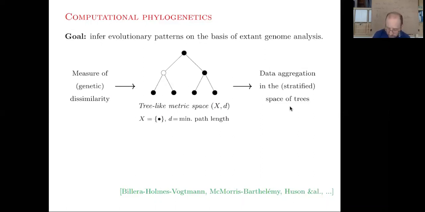And I want to look at all my input trees in the space of all trees, and there I want to aggregate my data, right? I have lots of elements in the space of trees. I have to get one single output tree. Okay, so that's my quick and dirty introduction to two basic steps of computational phylogenetics.